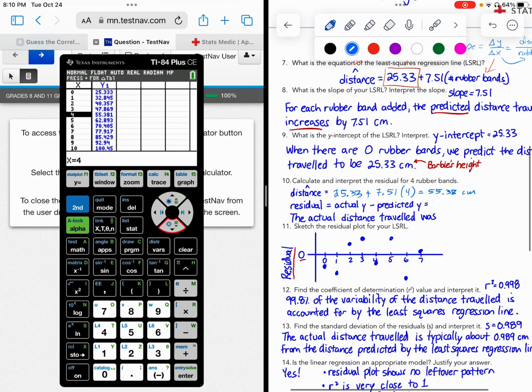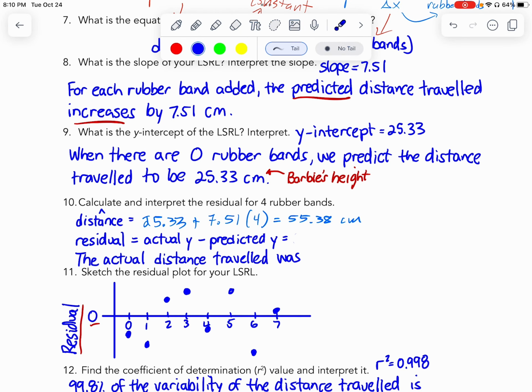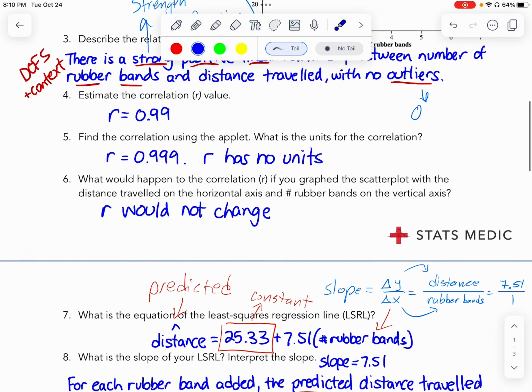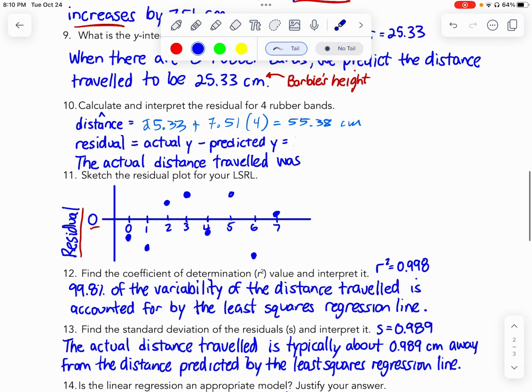Okay? Then to get her residual, remember what we do is we take the actual y minus the predicted y. The actual y comes from the original table. What actually happened when they put 4 rubber bands on Barbie? They got 55. Okay, so that's what actually occurred. So that will go 55 minus what we predicted, which is what we just calculated. And you get a very small negative number, negative 0.38. You can use your calculators if you would like.